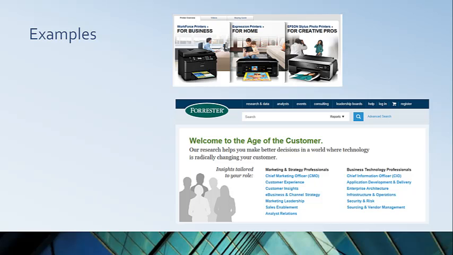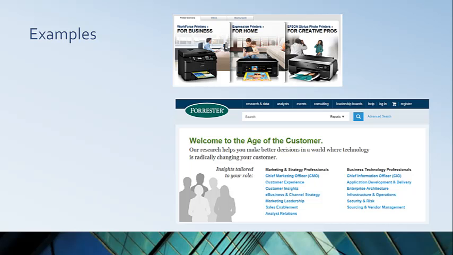Let's look at some examples. These are 2 companies in extremes. So the first one, I was looking for a new printer this past week, and I went to the Epson website and I saw this messaging very clearly outlined for me. Are you a business? Because we have workforce printers for you. Are you a homeowner? Because we have expression printers for you. Or you're a creative professional that really cares about the picture quality, and we have photo printers for you.